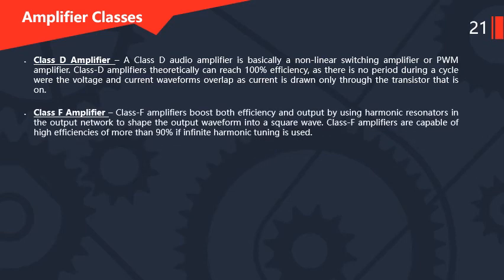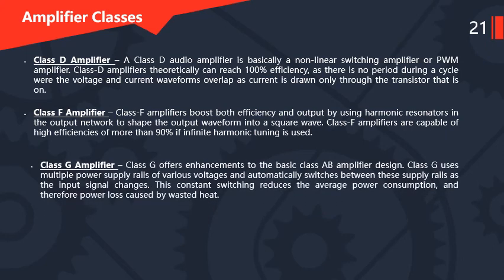Next is the class F amplifier. So class F amplifier boosts both efficiency and the output by using harmonic resonators in the output network to shape the output waveform into a square wave. Class F amplifiers are capable of high efficiencies of more than 90% if infinite harmonic tuning is used.